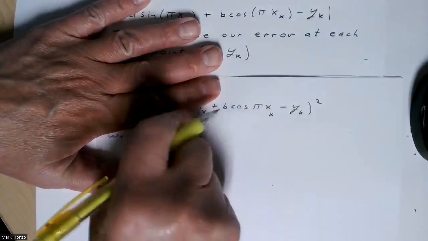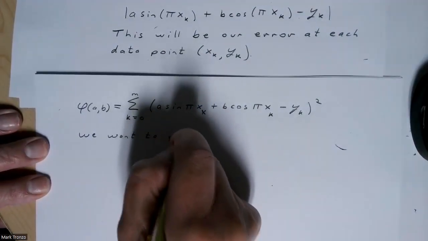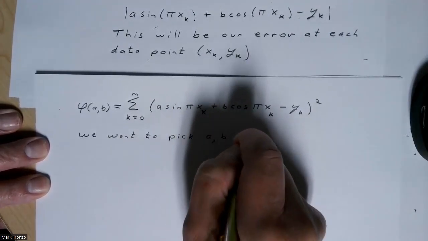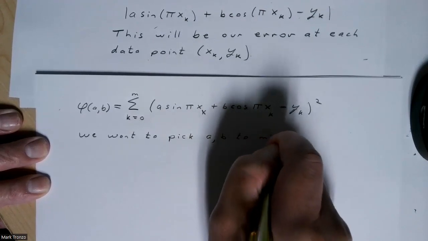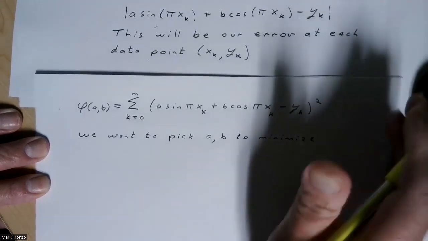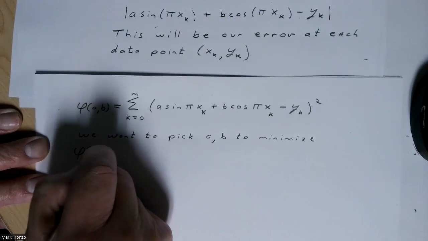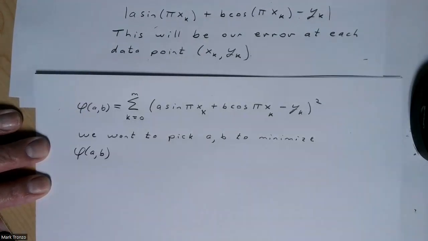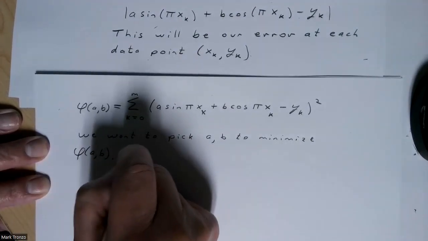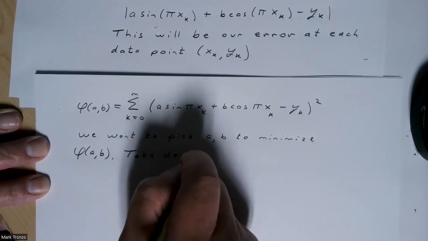And just like before, we want to minimize this function, and let me say it this way, we want to pick A and B to minimize this function. And so then just like before, take derivatives and set them equal to 0.